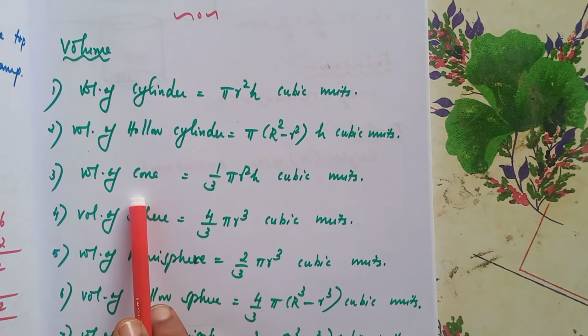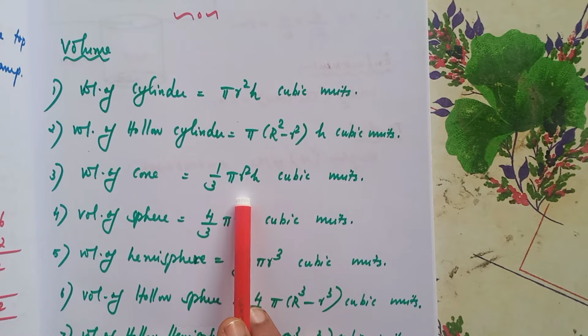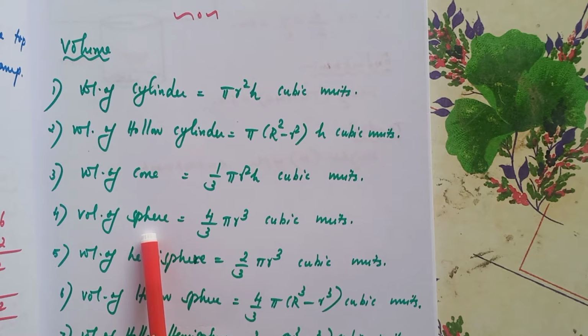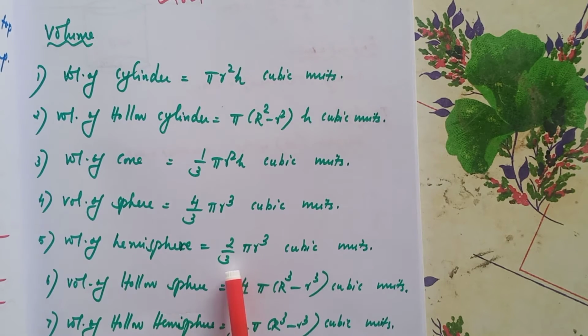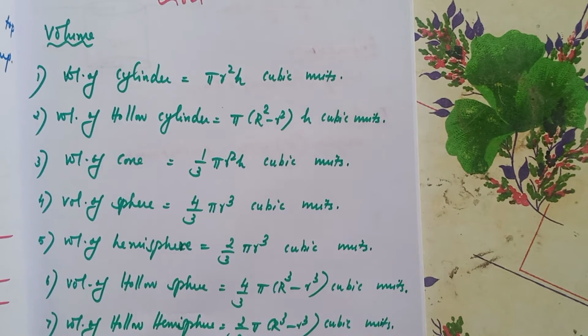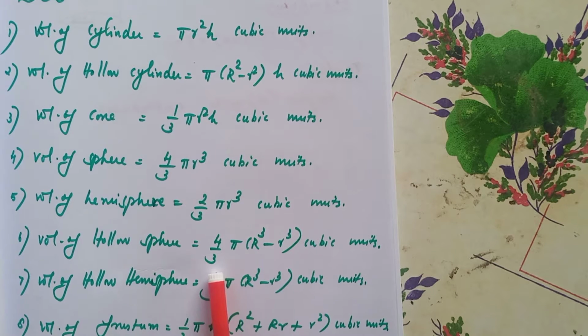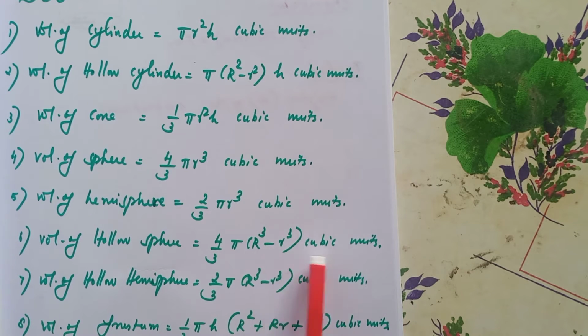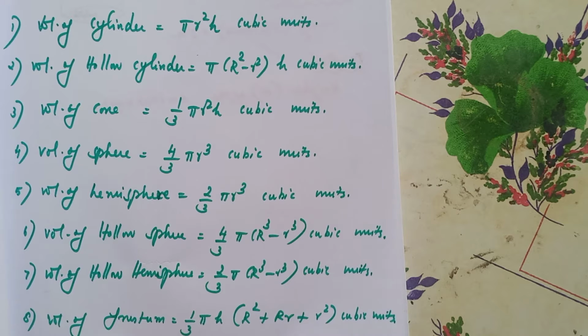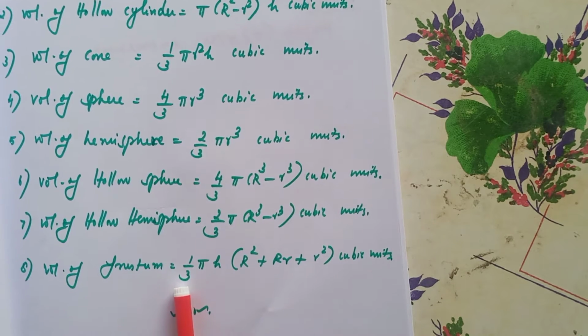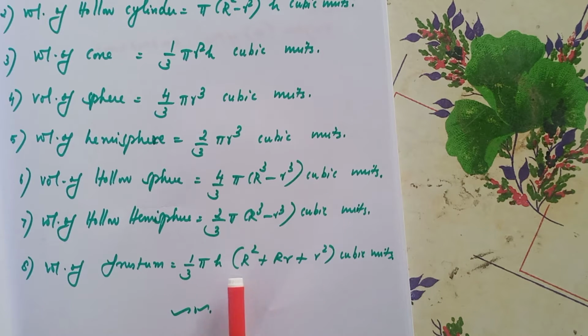Then volume of cone formula 1 by 3 pi r square h cubic units. Volume of sphere 4 by 3 pi r cube cubic units. Volume of hemisphere 2 by 3 pi r cube cubic units. Volume of hollow sphere 4 by 3 pi into capital R cube minus small r cube cubic units. Volume of hollow hemisphere 2 by 3 pi into capital R cube minus small r cube cubic units. Volume of frustum formula, 1 by 3 pi into h into capital R square plus capital R into small r plus small r square cubic units.